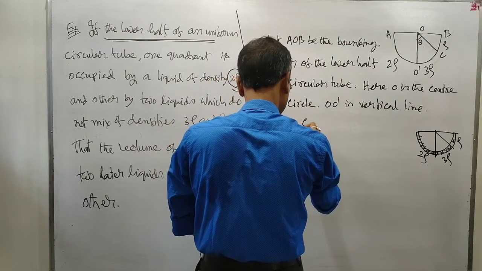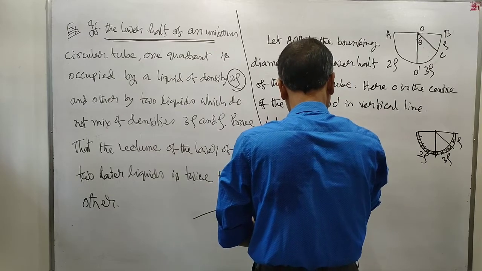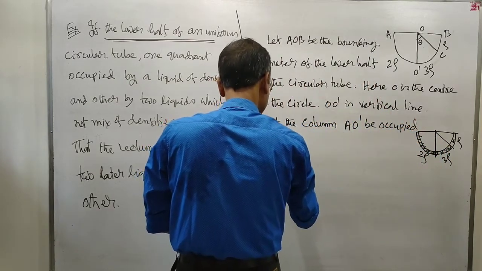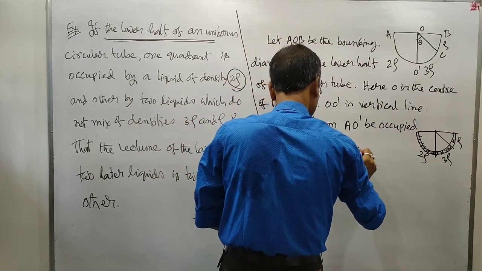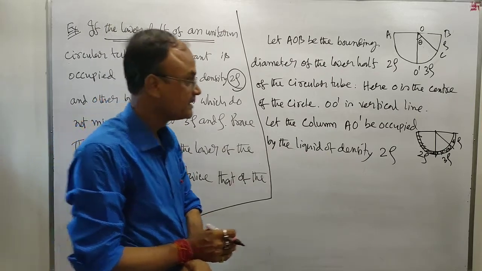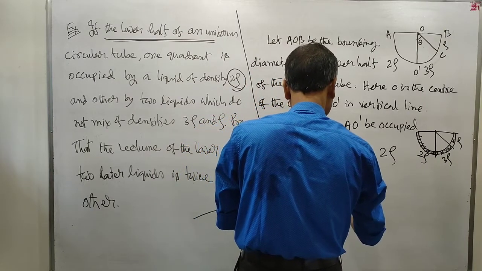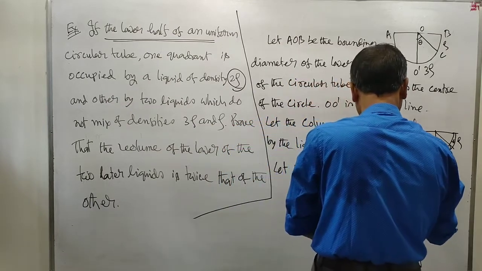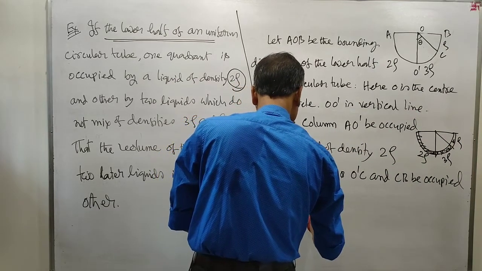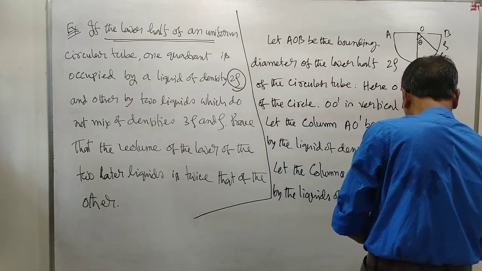Let the column AO dash be occupied by the liquid of density twice rho. Let the columns O dash C and CB be occupied by the liquids of densities thrice rho and rho respectively.